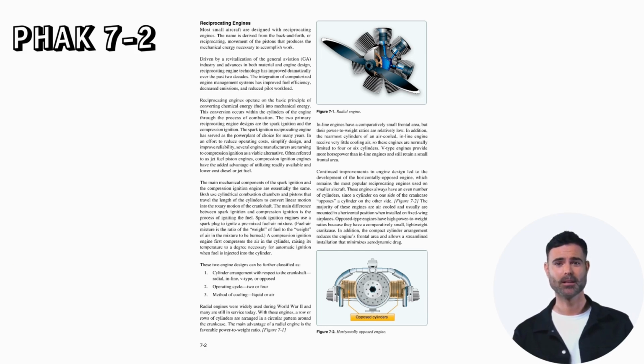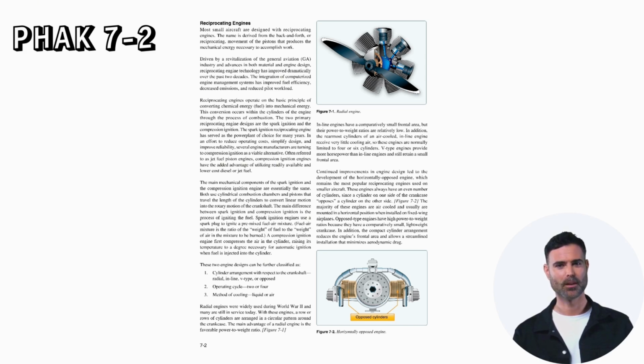With these engines, a row or rows of cylinders are arranged in a circular pattern around the crankcase. The main advantage of a radial engine is the favorable power-to-weight ratio. Inline engines have a comparatively small frontal area, but their power-to-weight ratios are relatively low. In addition, the rearmost cylinders of an air-cooled inline engine receive very little cooling air, so these engines are normally limited to 4 or 6 cylinders.